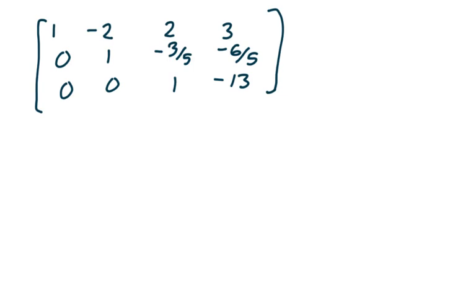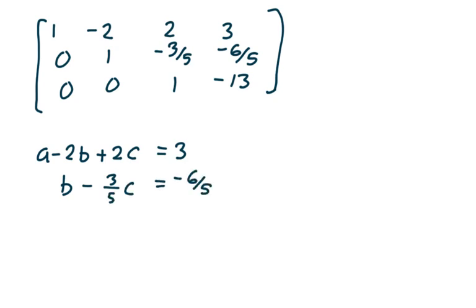So what does that mean? I get A minus 2B plus 2C equal 3. And then I get B minus 3/5 C equals negative 6/5. And then I get C equal negative 13. So we know what C is right off the get-go.